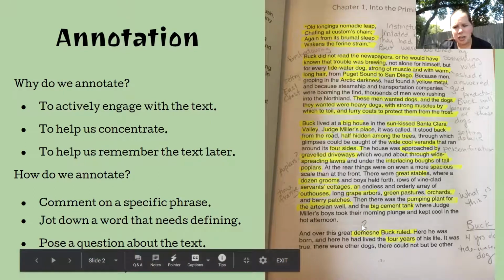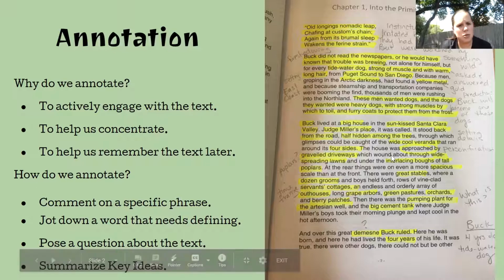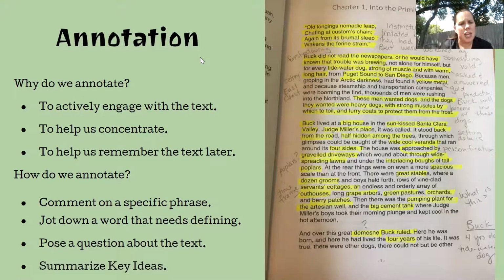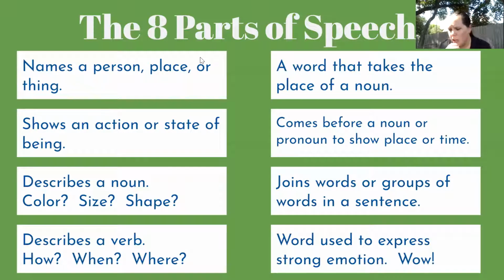There's a question mark over it. You can circle the words. You can color coordinate. So you've got some choices there. Okay, but it's going to look different for everybody. Okay. Now, we're going to be getting into some grammar this week.